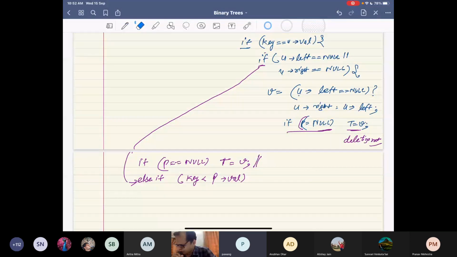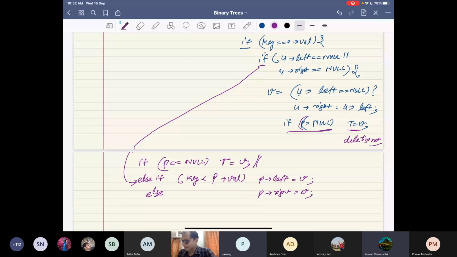So now I'm checking this new node: is it coming to the left of the parent or right of the parent? If key is less than the value of the parent, it will go to the left of this. So that means you have to do P left is equal to this new node V. And here you can say else, P right equal to V.